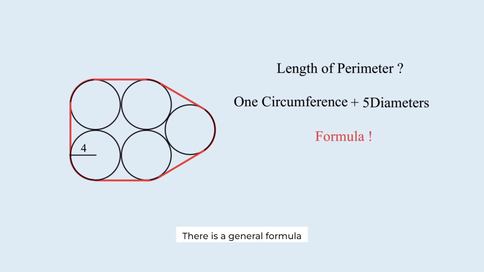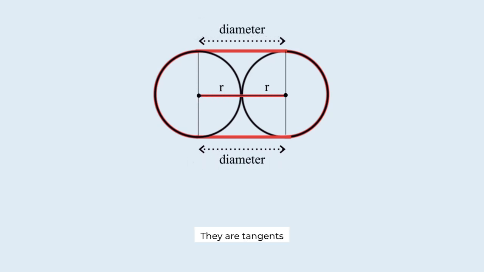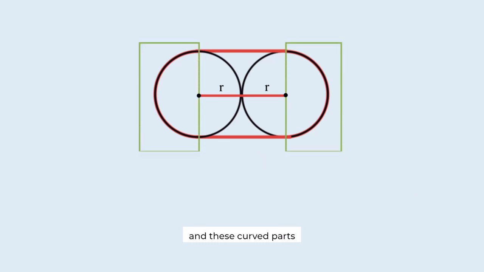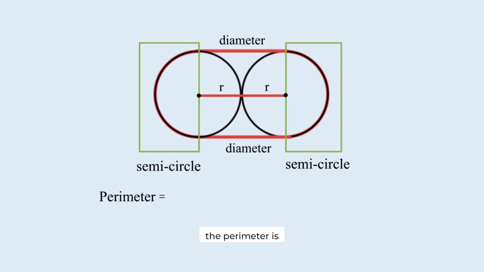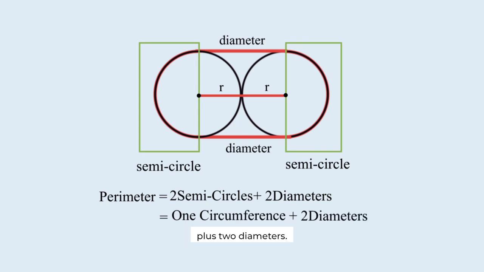There's a general formula for this problem. I'll derive it starting from simple cases. First, 2 adjacent circles. These straight lines each equal 1 diameter. They are tangents to the circles. A radius drawn to the point of tangency meets the tangent at 90 degrees, and these curved parts together make 2 semicircles. Therefore, the perimeter is 2 semicircles plus 2 diameters, which equals 1 full circumference plus 2 diameters.